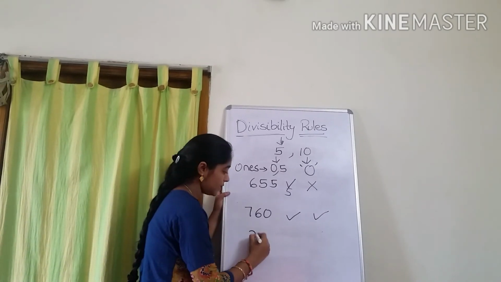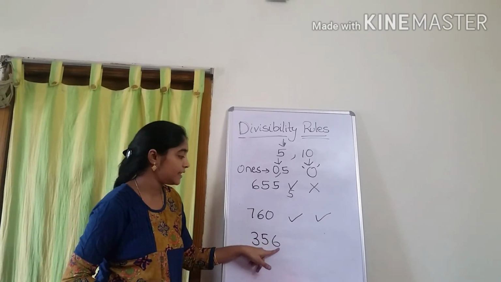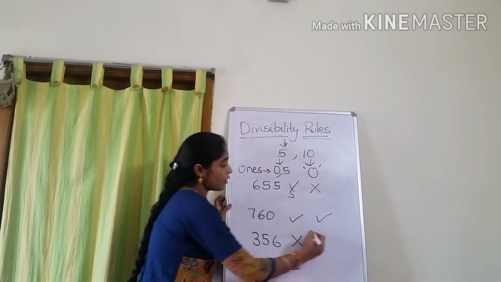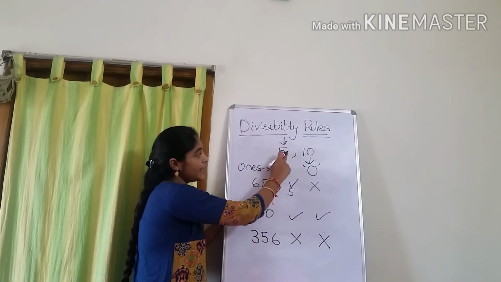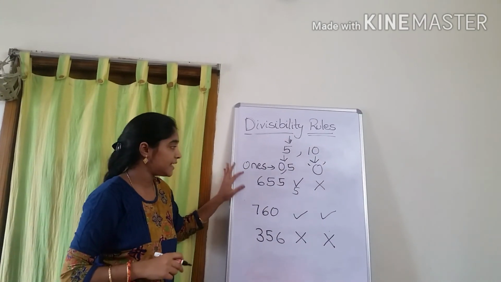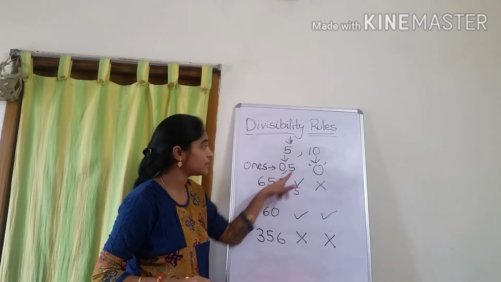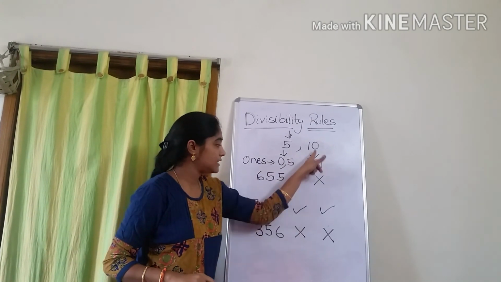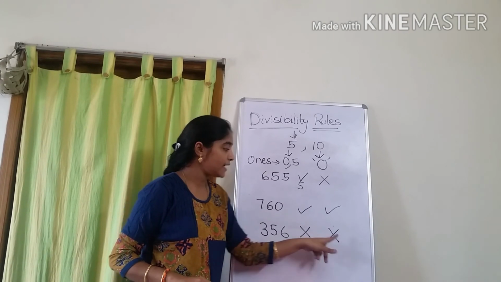Now one more example. 356. What is there in the ones place? 6 is there. So it is not divisible by 5. Same, not divisible by 10 also, because in the ones place 0 and 5 means it is divisible by 5. Only 0 means it is divisible by 10. Clear, children? 655 is divisible by 5, but it won't be divisible by 10. Next, 760 is divisible by 5 as well as 10. 356 won't be divisible by 5 or by 10.